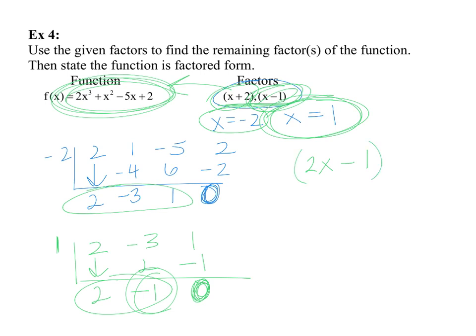But it asks me to state the function in factored form. Well, this was the remaining factor, and what were the factors I started with? x plus 2 and x minus 1. So now I have the polynomial in factored form. And that's when synthetic division is very beneficial. Whenever they give you factors, you can find the remaining factors by using synthetic division against the polynomial.